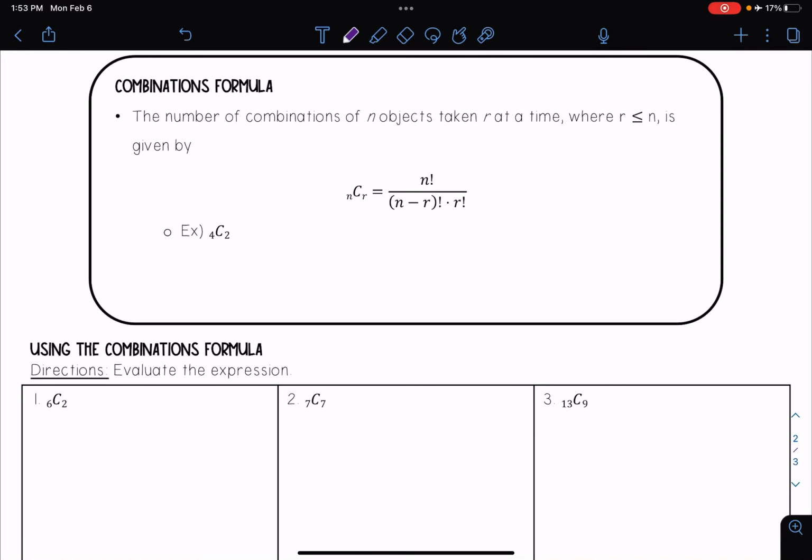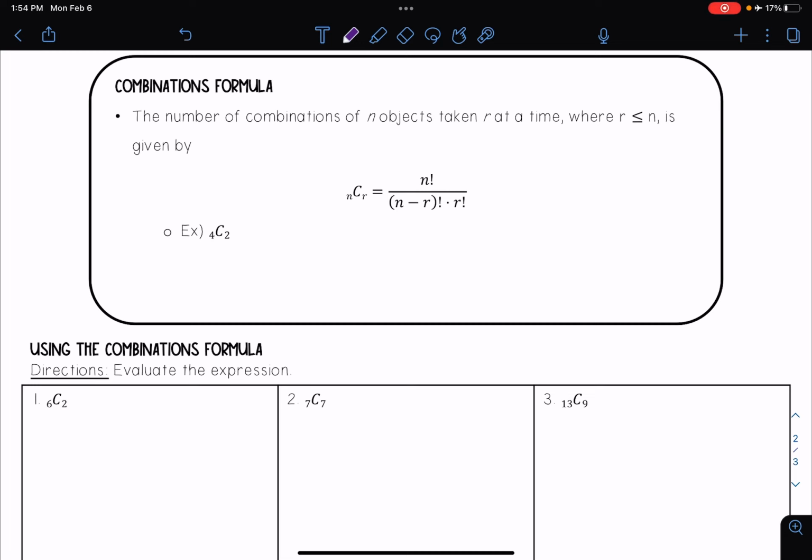So we do have a formula to find the number of combinations instead of writing it out like we did in the first video. And that is that the number of combinations of n objects taken r at a time, like for instance, taking the 4 different letters, that was our n, and we're taking 2 at a time, that's our r, where r is less than or equal to n, is given by nCr equal to n factorial divided by n minus r factorial times r factorial.